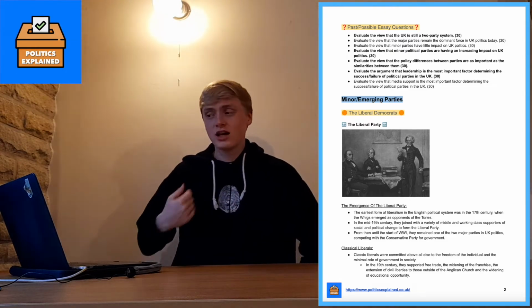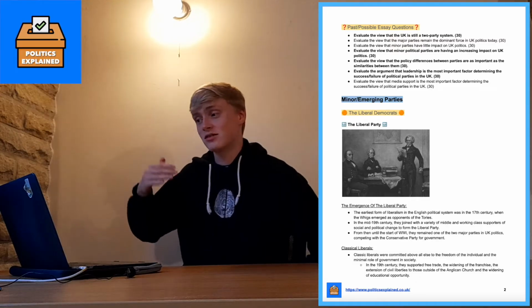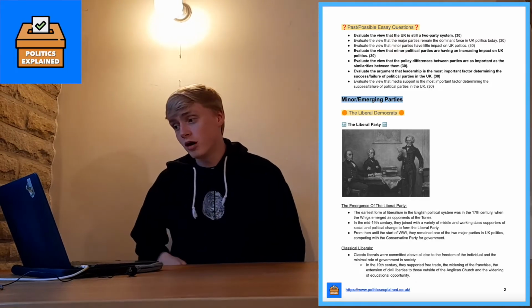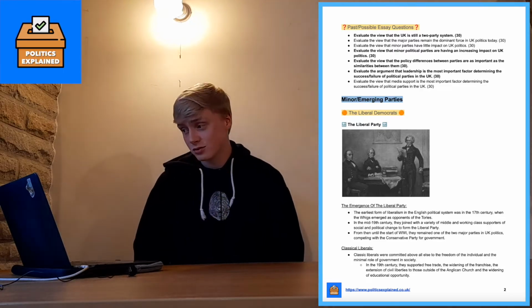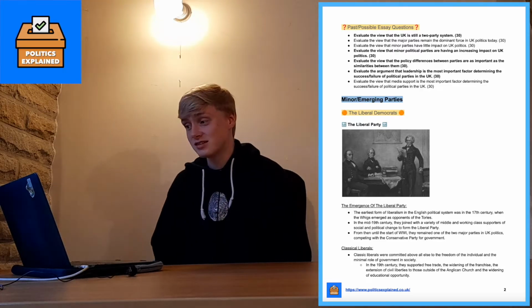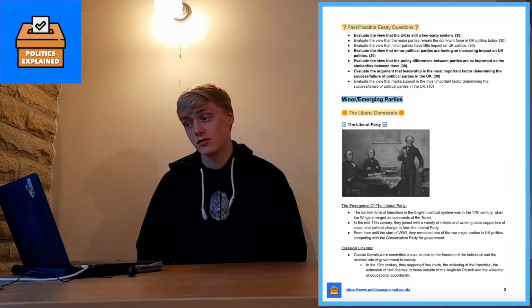So firstly, looking at the history of the Liberal Democrats, and that's with the Liberal Party. So the Liberal Party is the earliest form of liberalism in the English political system, and that was in the 17th century when the Whigs emerged as opponents of the Tories.